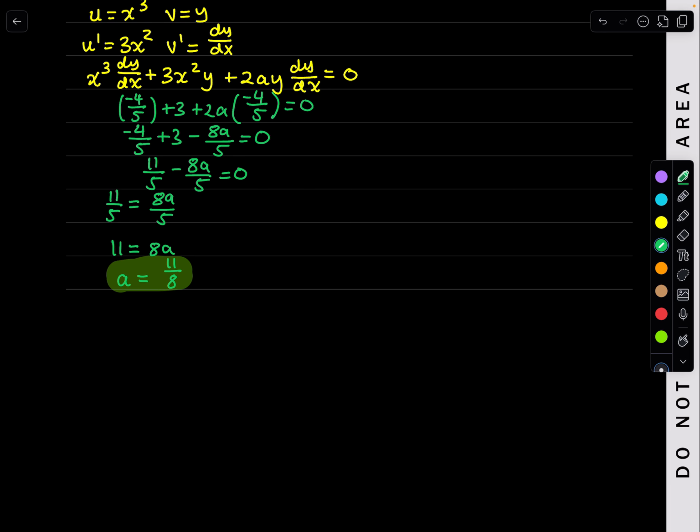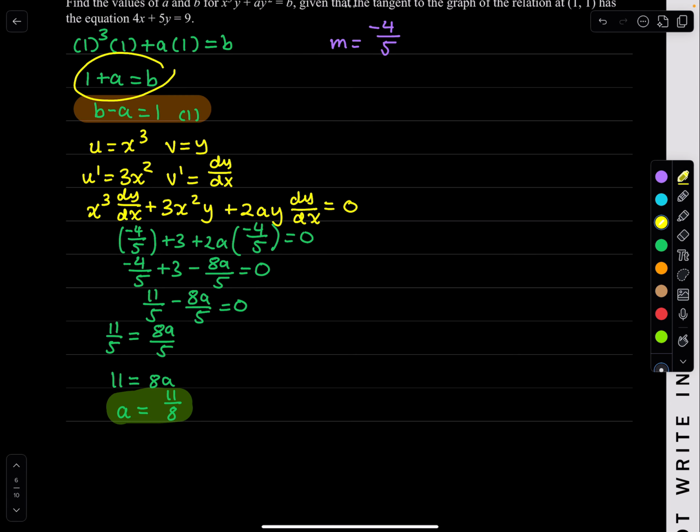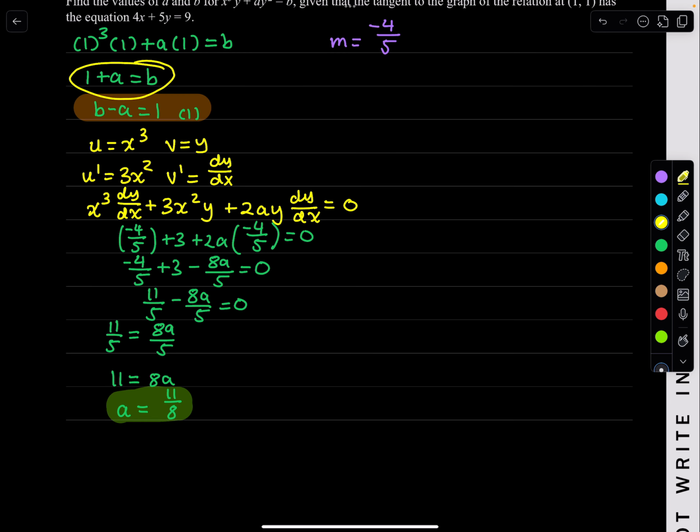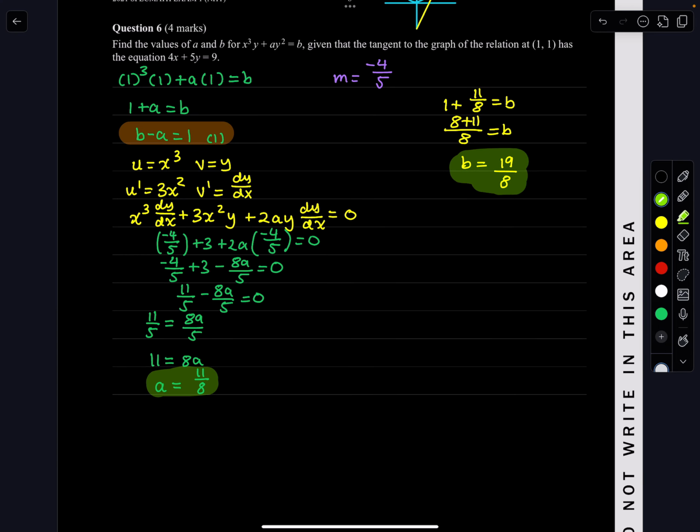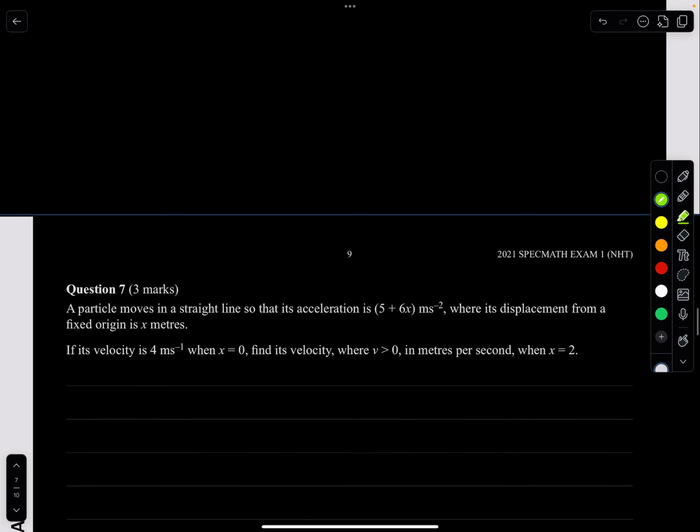Now we need to find our b value, and that's easy because we have this formula over here: b is just 1 plus a. So what's 1 plus 11/8? That equals b, which is 8/8 plus 11/8, so b equals 19/8. Done. That is perfect. Those are your a and b values.